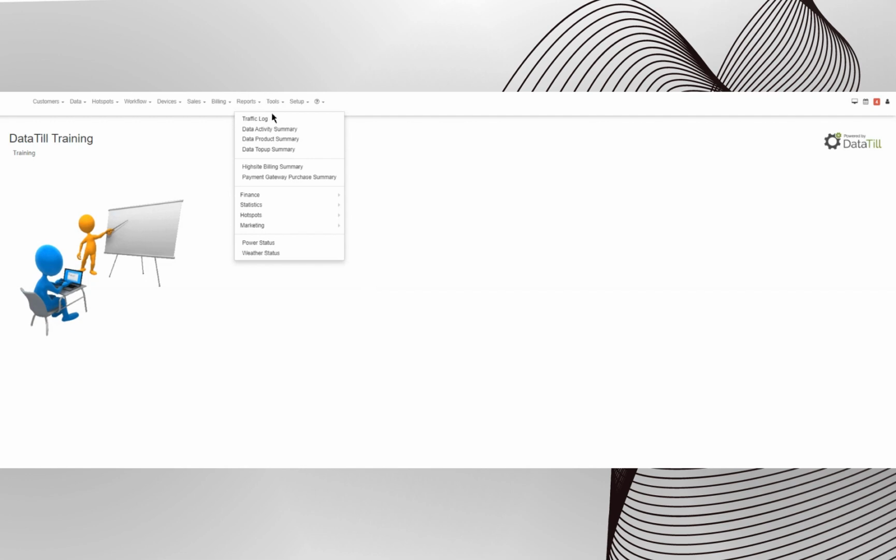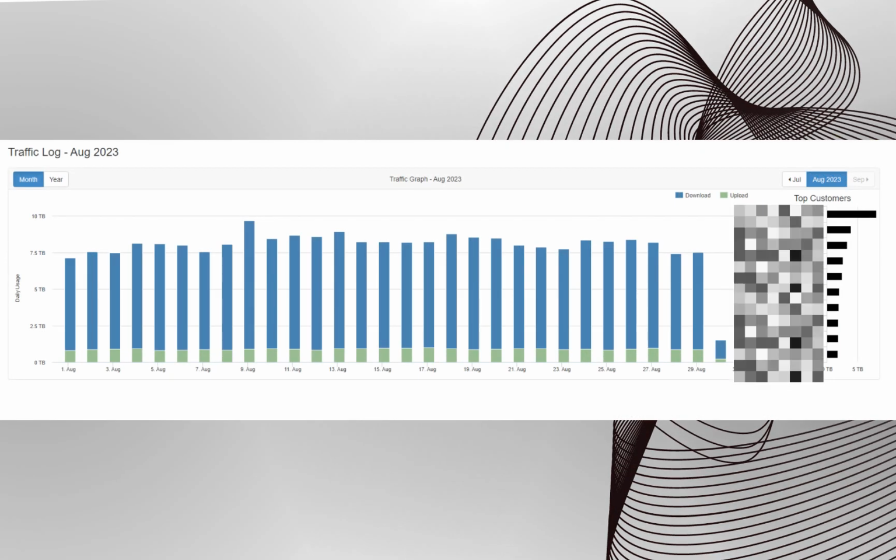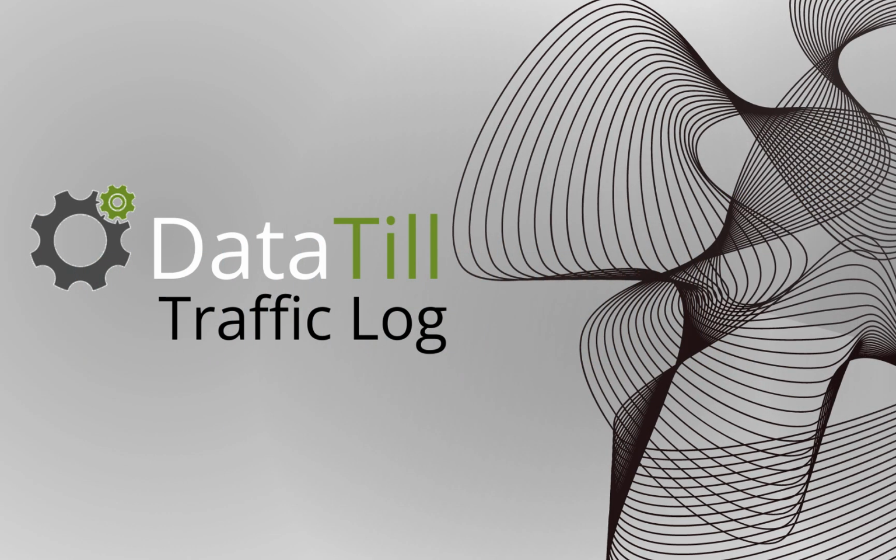Let's start by having a look at the traffic log. The traffic log is a record that captures activity and interactions happening within a network or a system. It keeps track of data transmissions, connections, and actions made by users or devices. Essentially, a traffic log is like a detailed diary that notes all the incoming and outgoing data.